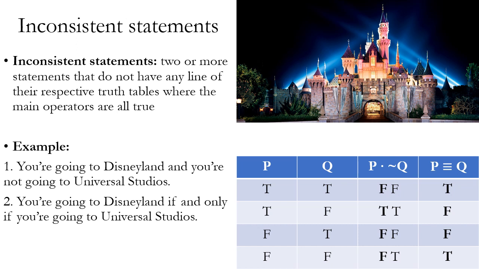On row 1, the first compound proposition is false. On row 2, the second one is false. On row 3, they're both false. And on row 4, the first one is false again. So because there's no row where both of them are true, they count as inconsistent statements.